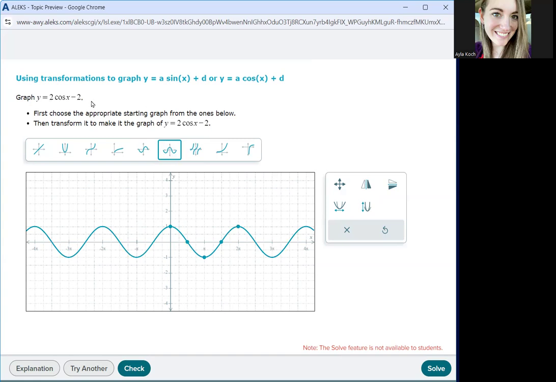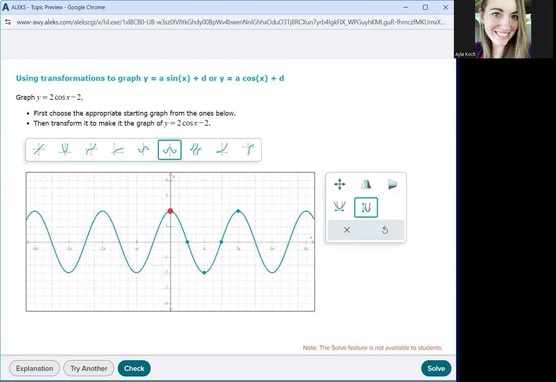I need to do two things. It needs to be moved downward 2, so it's a vertical shift downward 2. And then it needs to be amplitude of 2. So I'll do the amplitude first. I'm going to use the vertical stretch tool, stretch it up to 2. Now it has an amplitude of 2. And now I need to move it.